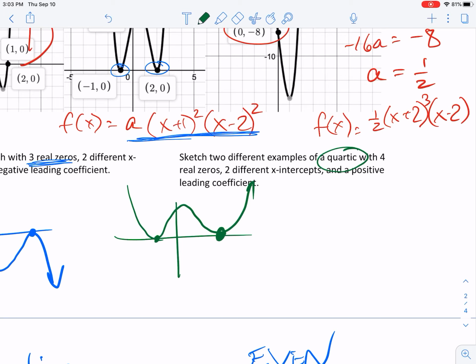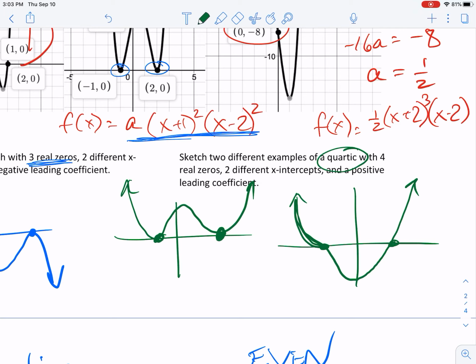Okay, if I miss the point, I just make the point bigger. That would work. Or what it could do is that we could take a point and we could bend. So we could bend here and then just pass through that one over there. Something like that, and then it just passes right through. So those are 2 examples. They both had a positive leading coefficient, and they only hit the x-axis 2 different times, but they had 4 real zeros.